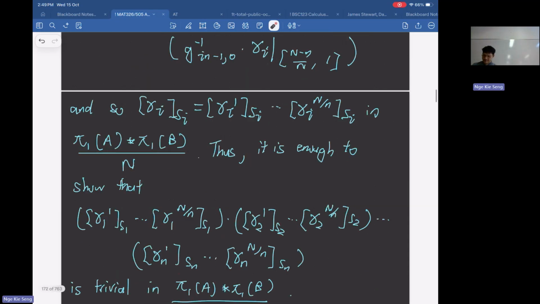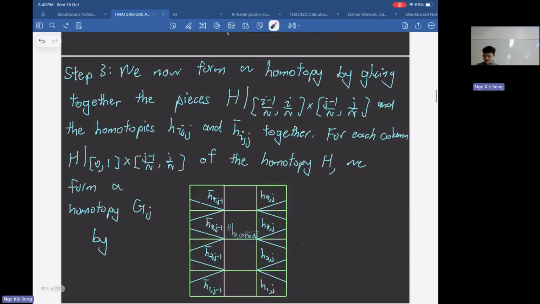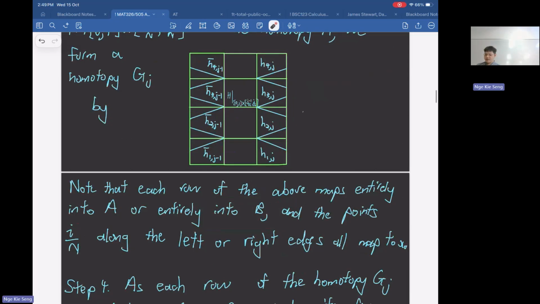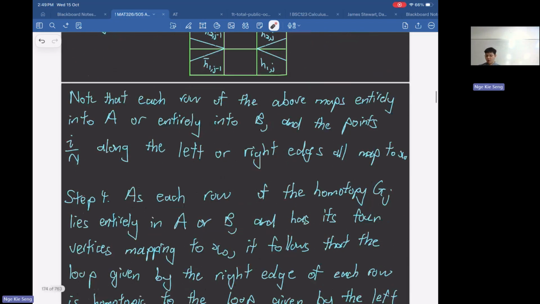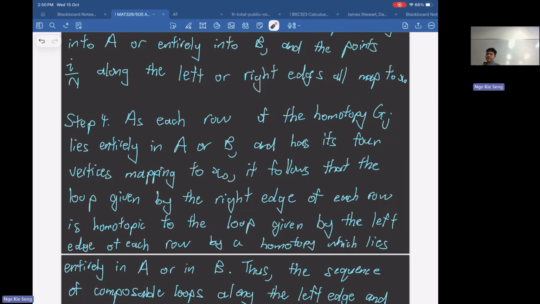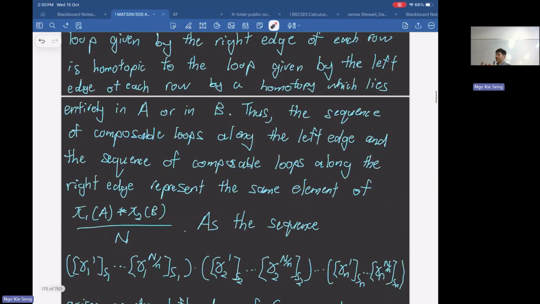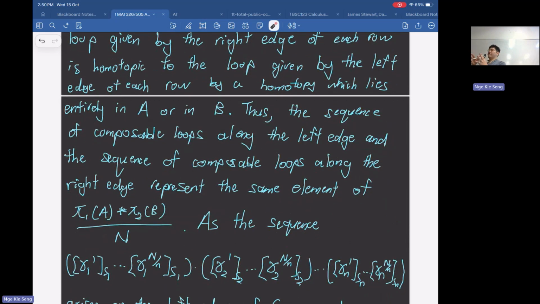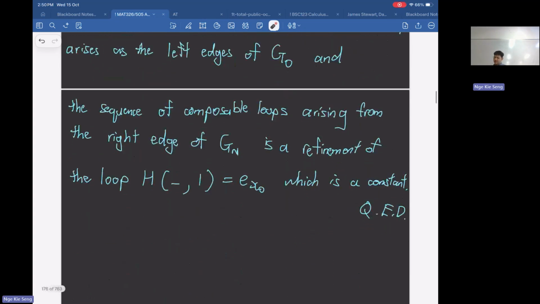And then you show that anything that is sent to the constant path is actually homotopic to the constant path in the free product sense. In the free product sense, meaning the homotopy has to work A alpha by A alpha. So altogether you have this.